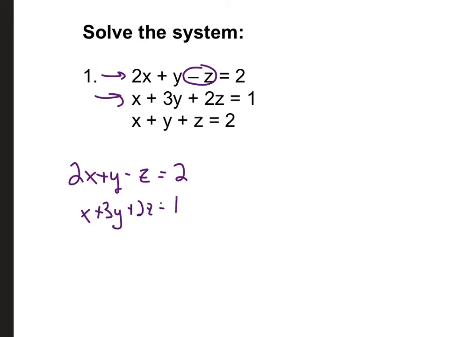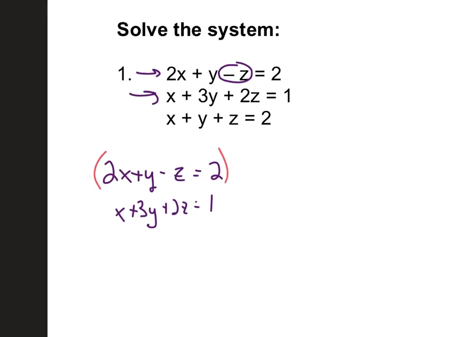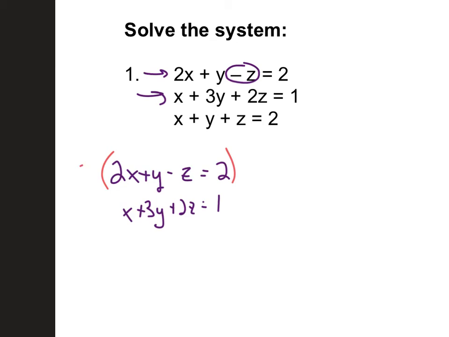Now that is not exactly what I had to do first. It's just what I'm doing this time. Now I want to cancel out z, so I need a negative 2z in the top one. So I'm going to multiply it by 2. And I'm going to come over here to the right. 2 times 2x would be 4x. 2 times y would be 2y. 2 times negative z is negative 2z. And 2 times 2 equals 4.